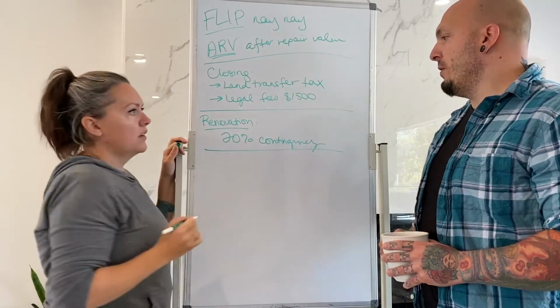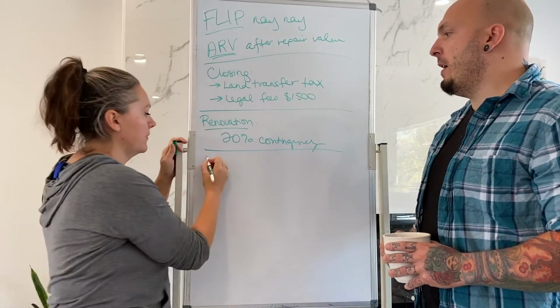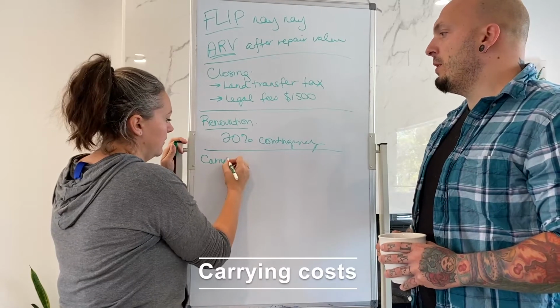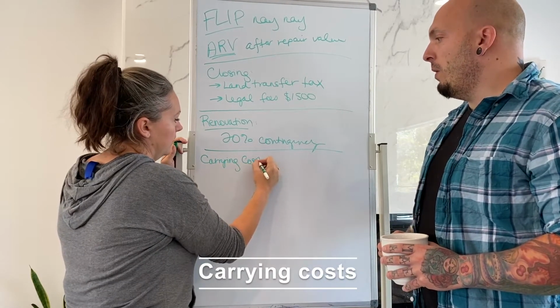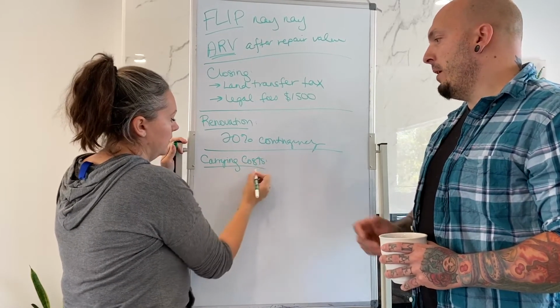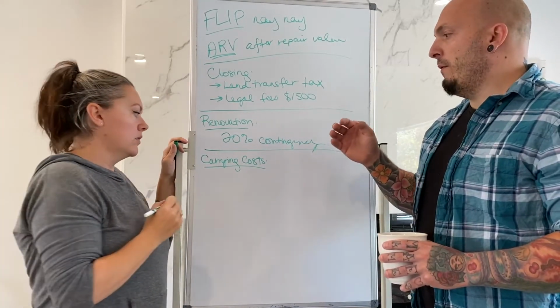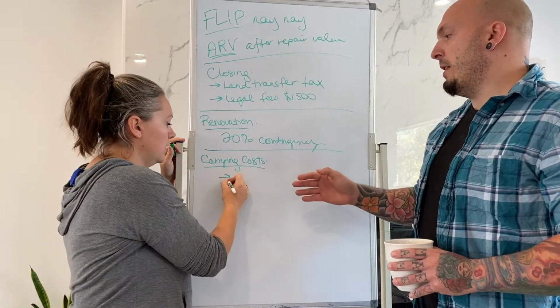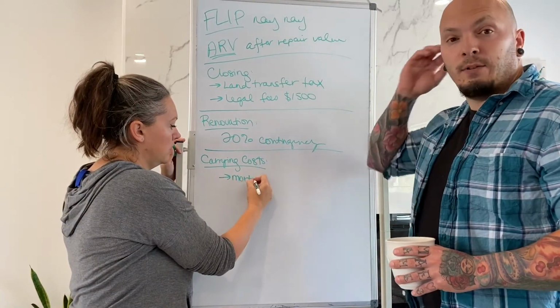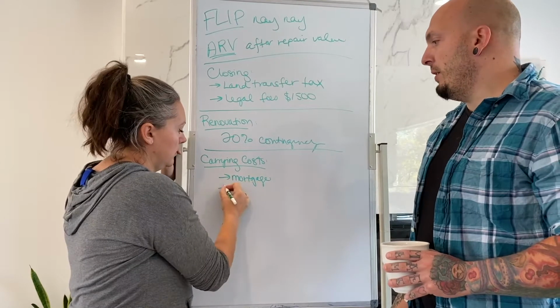And speaking of always going longer, the next thing is carrying costs. This can vary, but you want to know what your interest rate is going to be on your mortgage, and if you're borrowing the money for the renovation, what that's going to cost. And then you also have to pay your property taxes and utilities. So I'll run through it.